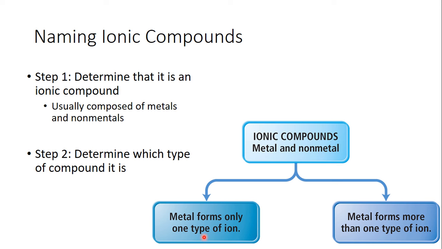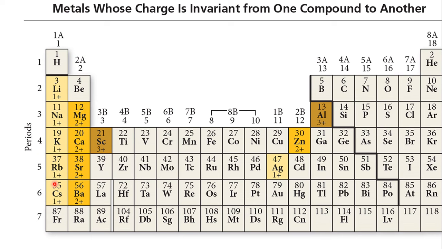If it forms only one type of ion, it's usually a group 1 or a group 2 metal. If it forms more than one type of ion, it's usually a transition metal. And we can see that here on this slide. So remember, when we talked about periodic trends, we said that group 1 and group 2 metals really want to look like noble gases. And so to do that, the group 1 metals only have to lose one electron to give an overall charge of +1. So all the group 1 metals only form a +1 ion or cation. Same thing for the group 2 metals. To become like a noble gas, they have to lose 2 electrons, so they become a +2 cation.